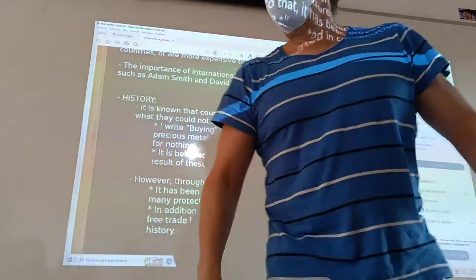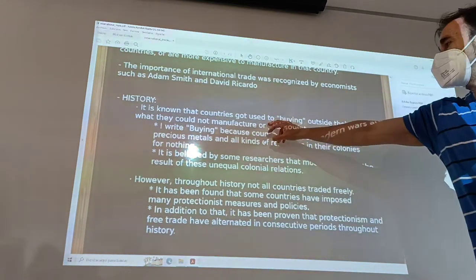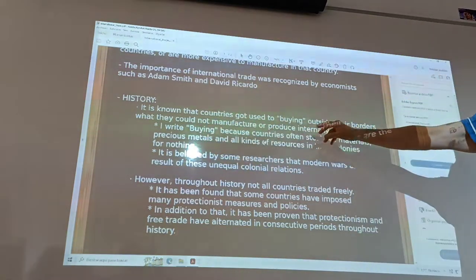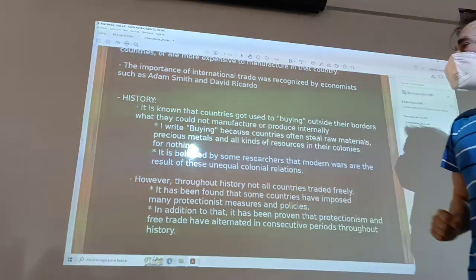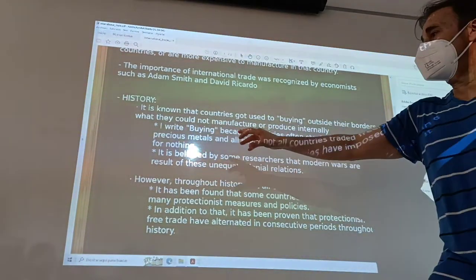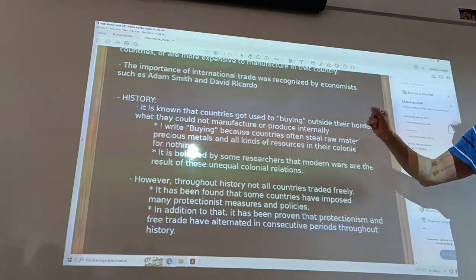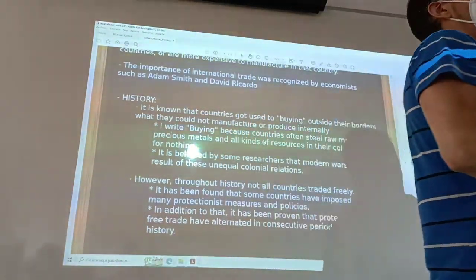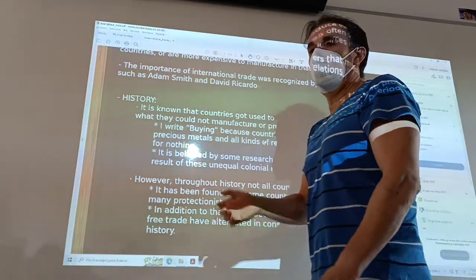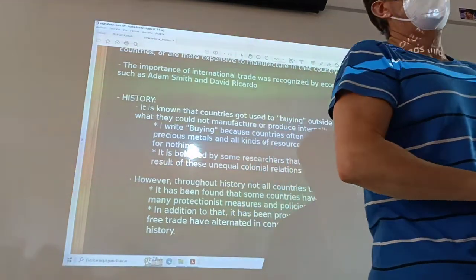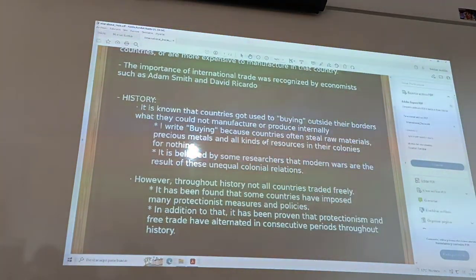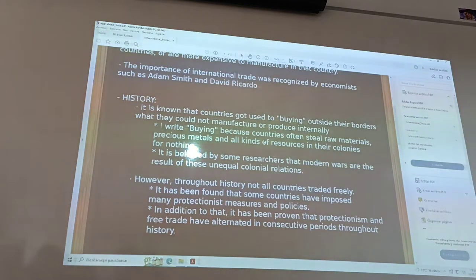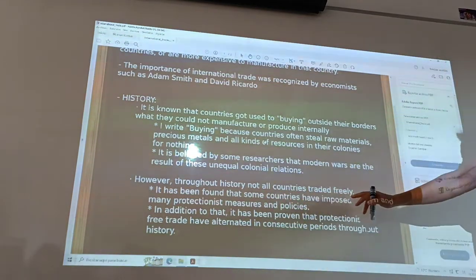In the past, countries didn't used to buy beyond their borders what they could not manufacture or produce themselves. I say buying, but countries took raw materials, precious metals and resources from their colonies. For example, Spain in South America, or England in India, Asia, or other countries that became colonies of these countries, in Peru. However, through history, not all countries trade freely.